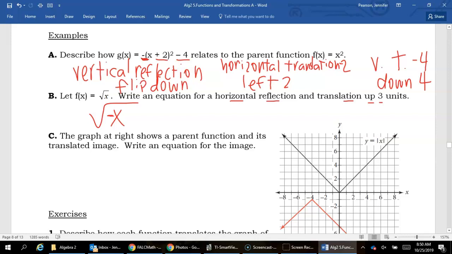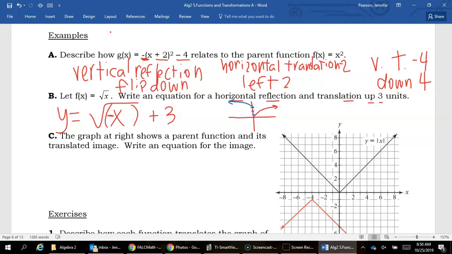And if I want to slide it up 3, I need a +3 outside of the function, so way back here. And to make sure it's clear that it's outside, I like to add parentheses. Those aren't necessarily necessary. We'll throw y equals in front, and that looks like a good equation. I have a square root that got flipped sideways and then slid up 3. It doesn't ask me to, but I'm going to sketch it here. The normal one is going this way. So my translated image is 1, 2, 3 units up from the original vertex. It's now here, and it's pointing left instead of right.